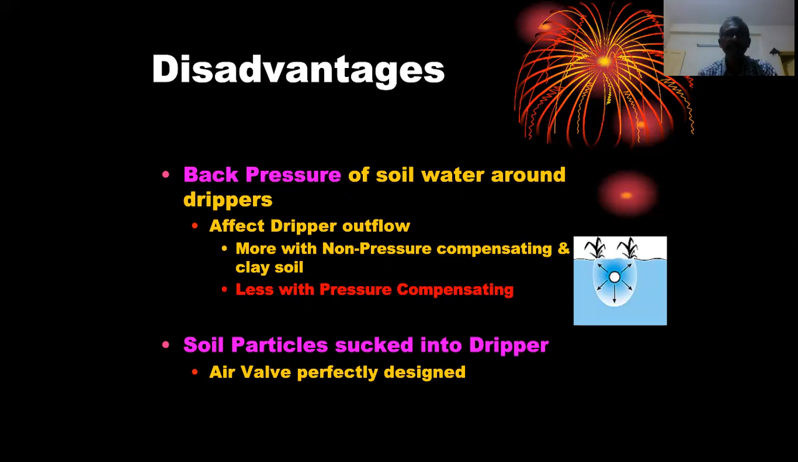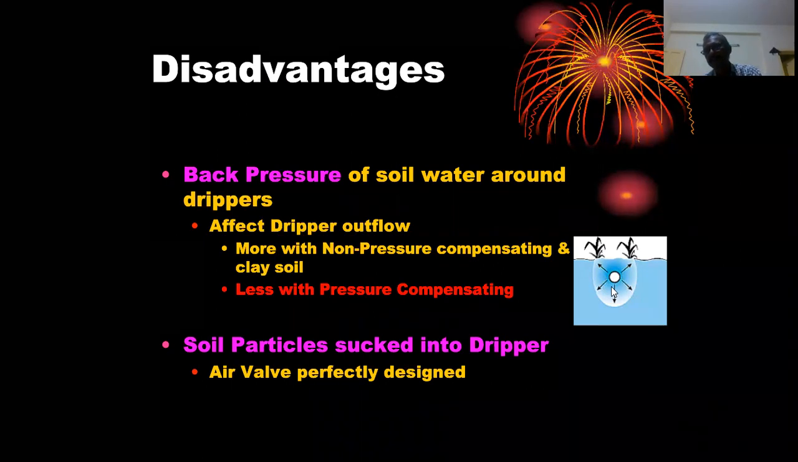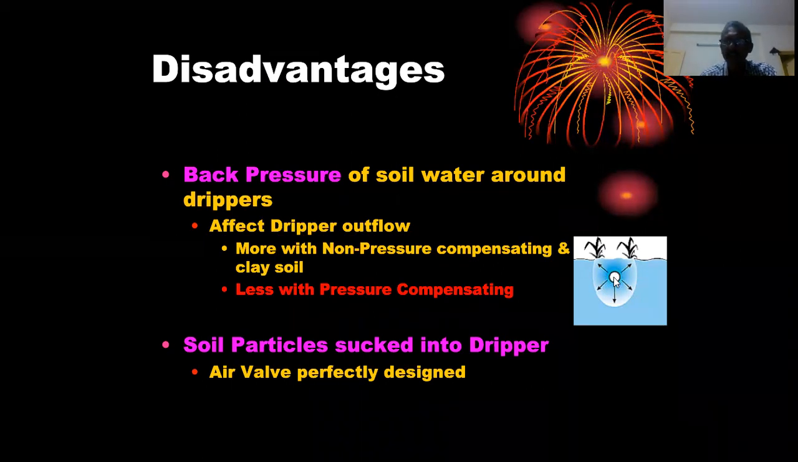Now we will see the disadvantages. As far as disadvantage is concerned, the first disadvantage is there is possibility of back pressure getting developed around the drippers, because when water comes out of the dripper, that water should move out of the dripper. If your soil does not have the capability to move the water from the zone around the dripper towards the periphery, then there is possibility of pressure getting developed, and that will cause back pressure, and it will affect water coming out of the dripper.